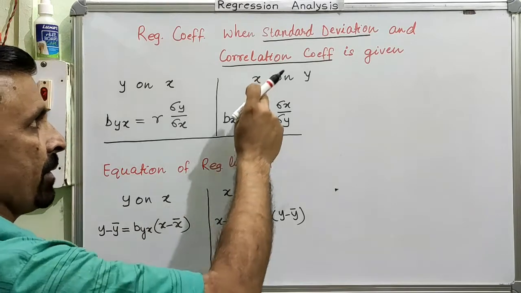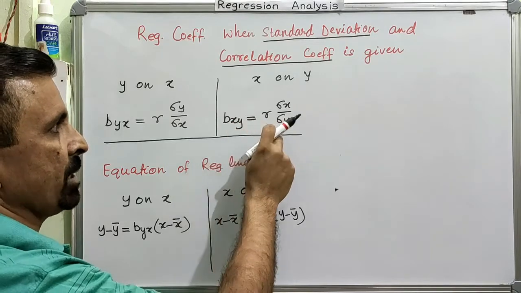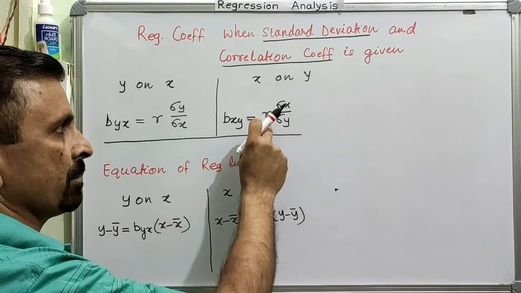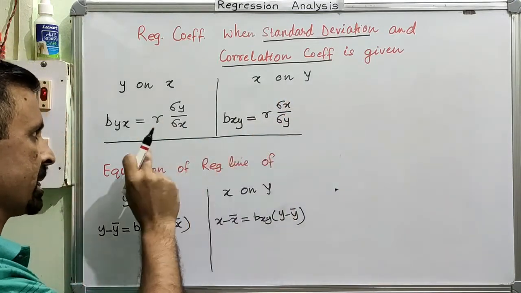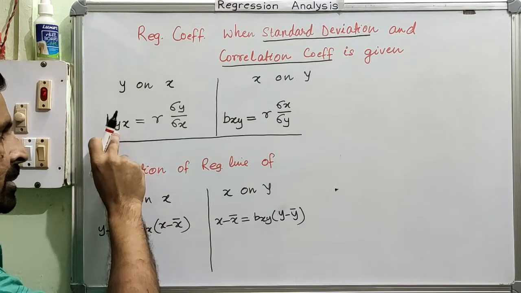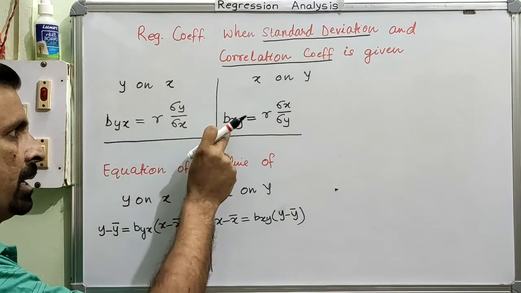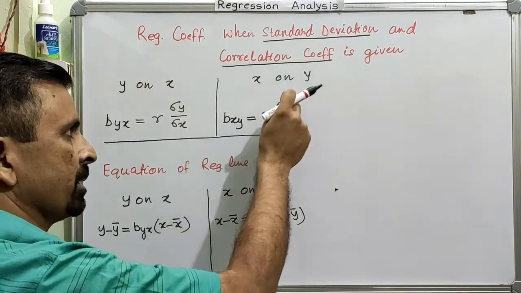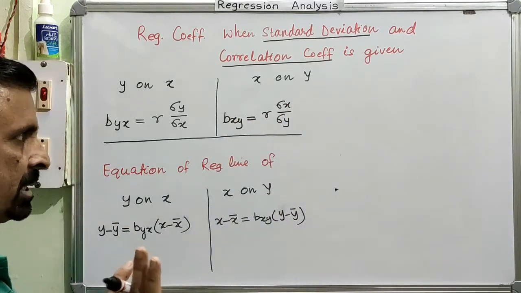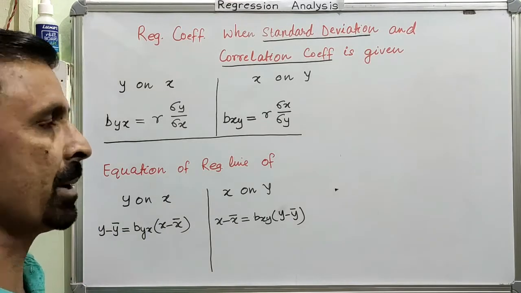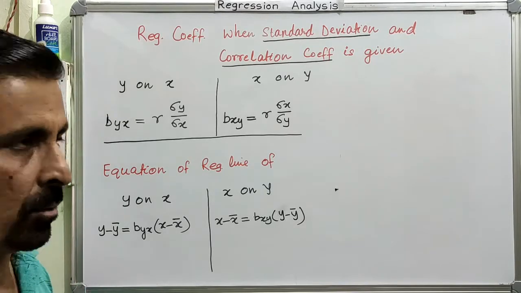Is it alright? And likewise, the regression coefficient of x on y we can calculate by using the similar formula, r into sigma x over sigma y. The difference between the two is that this is the regression coefficient of y on x. That means first you have y, then you have x. Therefore, sigma y will go in the numerator and the next one will go in the denominator. Here the first one is x, therefore sigma x will go in the numerator and y is next, therefore sigma y will go in the denominator. So this is the trick to remember the formula for the regression coefficient when you have the standard deviation and the correlation coefficient.